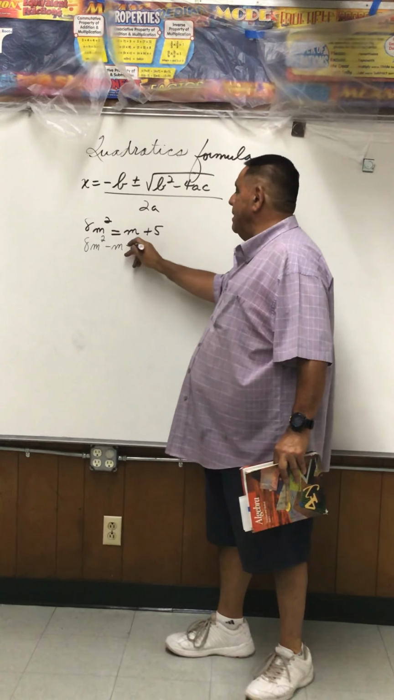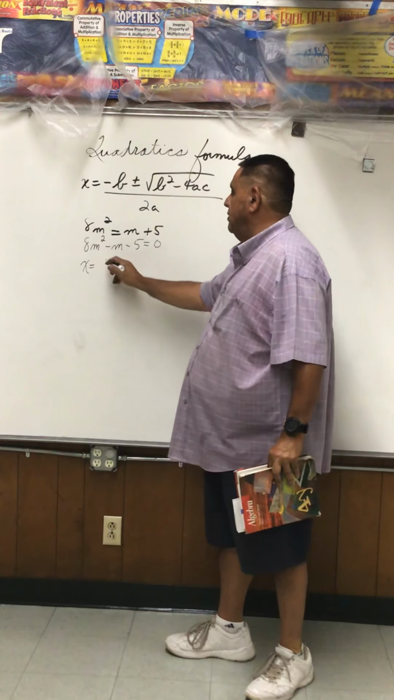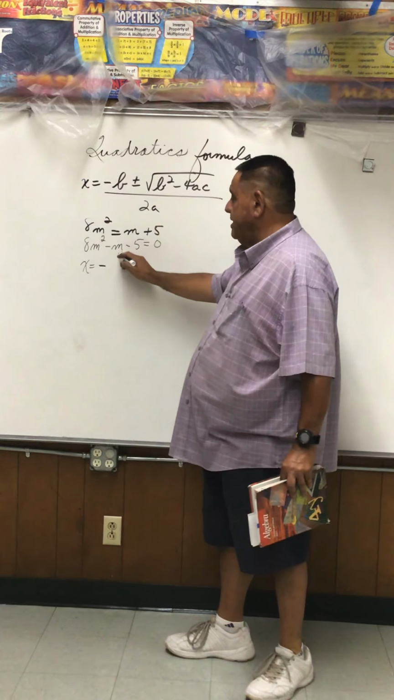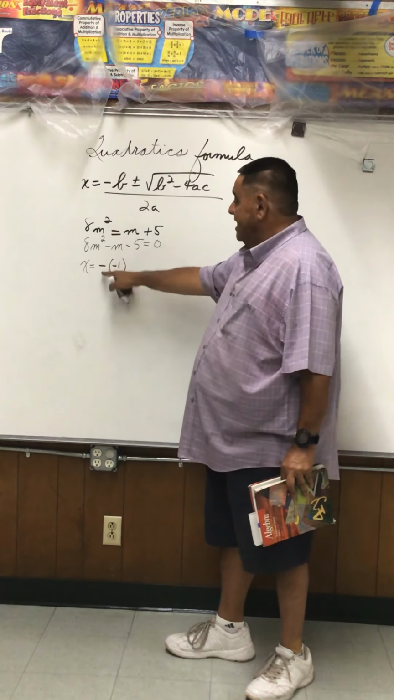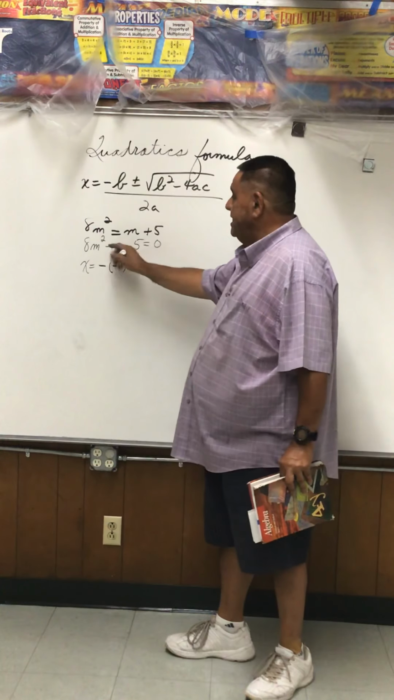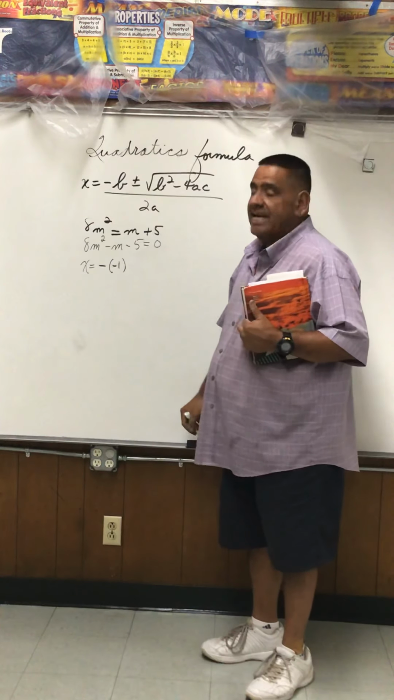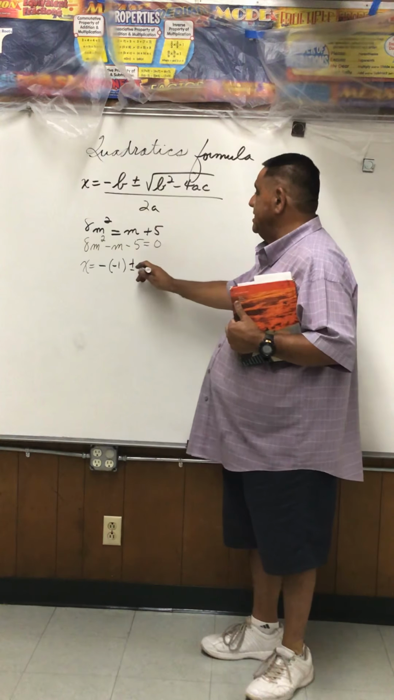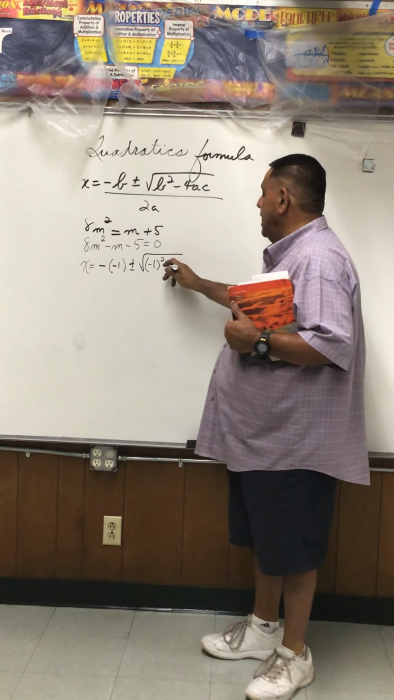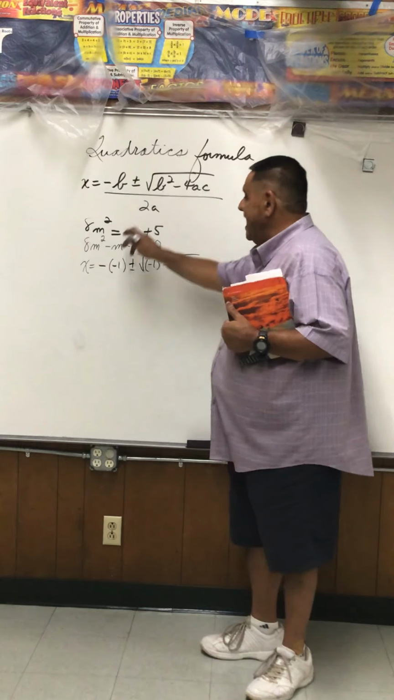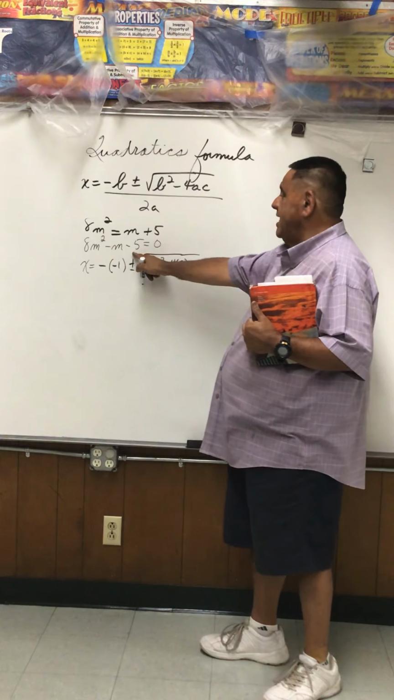8m squared minus m minus 5 equals 0. Let's start the process. x is equal to negative b. Now b happens to be negative 1. So again, that negative is part of the problem, and b happens to be negative 1. So you've got to put the negative 1 in there. That's where some of you would think, oh, the negative, I just put the 1. No, it's negative 1. Plus or minus the square root of b, which happens to be negative 1, quantity squared, minus 4. a happens to be 8. All right, c happens to be negative 5.